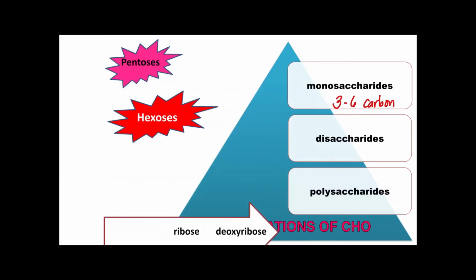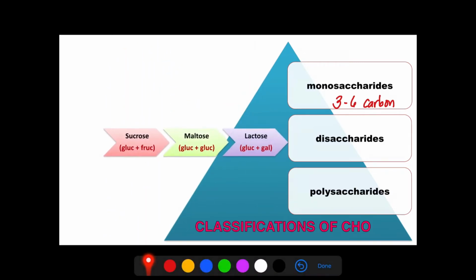How about the disaccharides? The disaccharides are double structures of monosaccharides. In short, we have 2 monosaccharides per molecule of disaccharide. We have these examples: sucrose, maltose, and lactose. Take note, each one of them has a glucose molecule. Sucrose is glucose plus fructose. Maltose has 2 glucose molecules. And lactose is glucose and galactose.